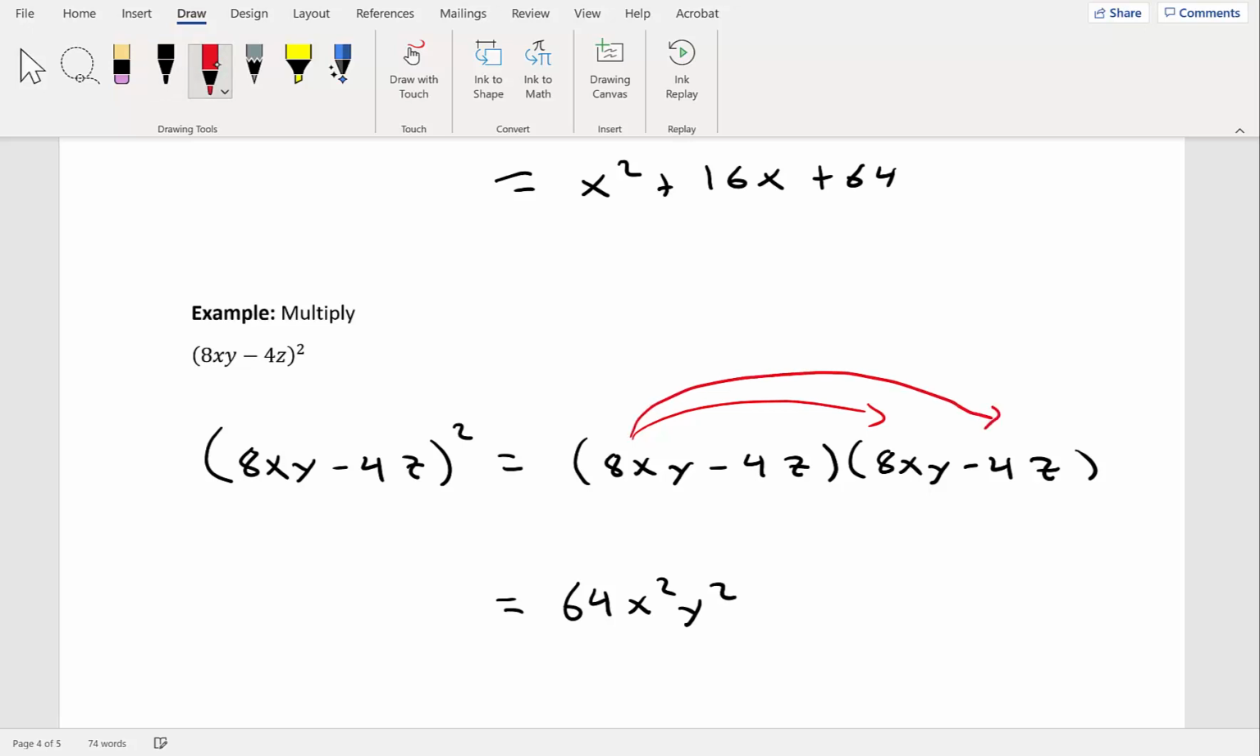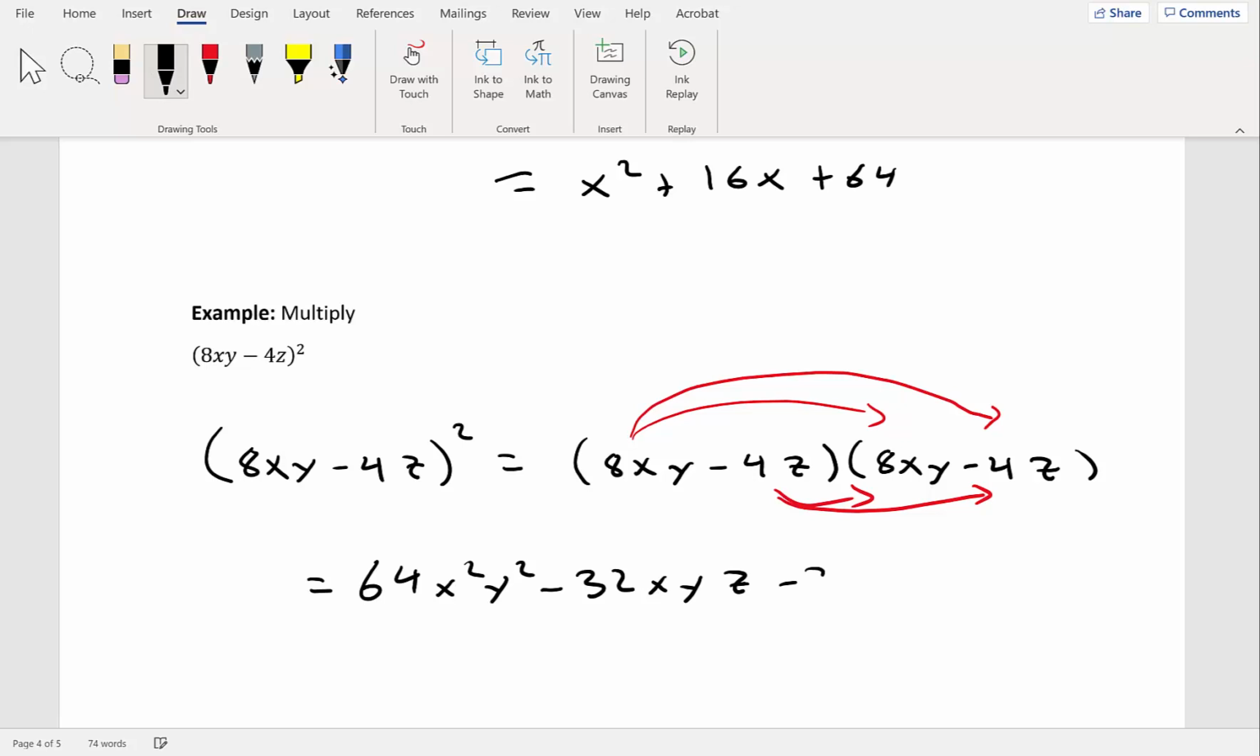Take that term again and distribute it out to negative 4z. So I have the 8 times negative 4 gives me negative 32. And I have x, y, z. Sorry, let me just create some more space here. Okay, so we have 64 x squared y squared, and then we had minus 32 xyz. Now take the negative 4z and distribute out to each one of these as well. So negative 4z times 8xy, this gives me another negative 32xyz. Now negative 4z times negative 4z, this gives me positive 16z squared.